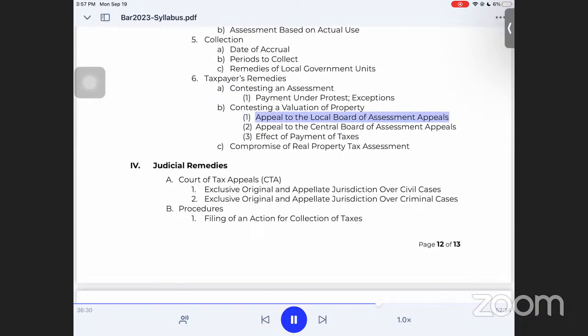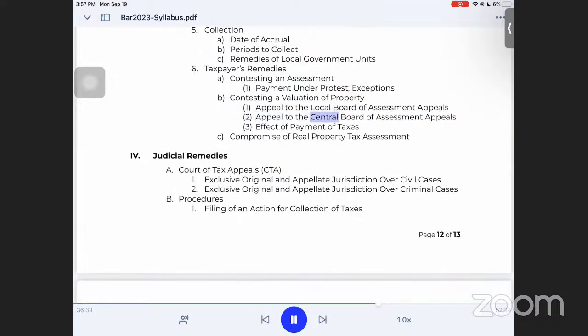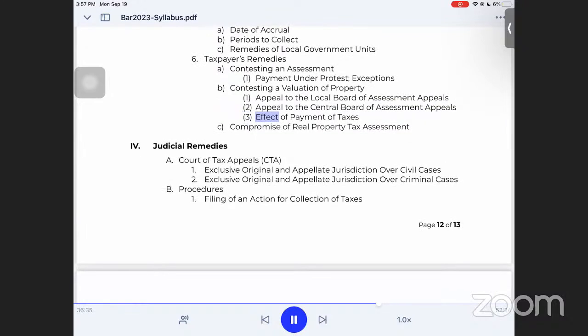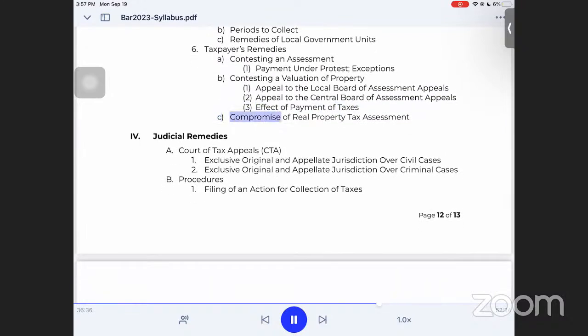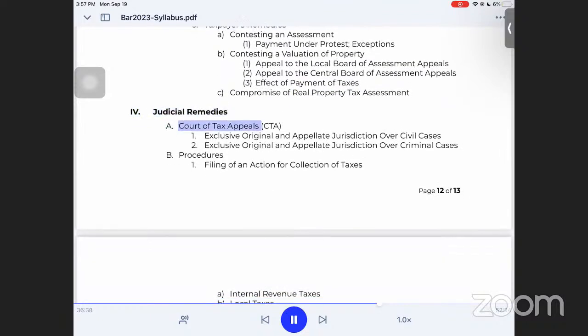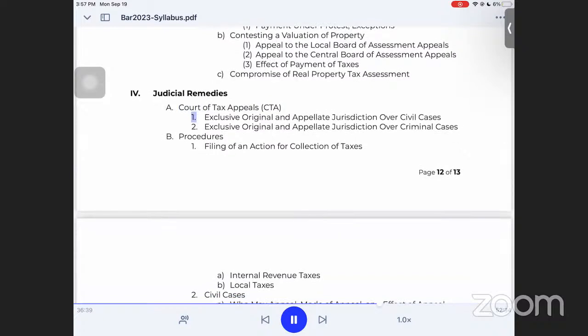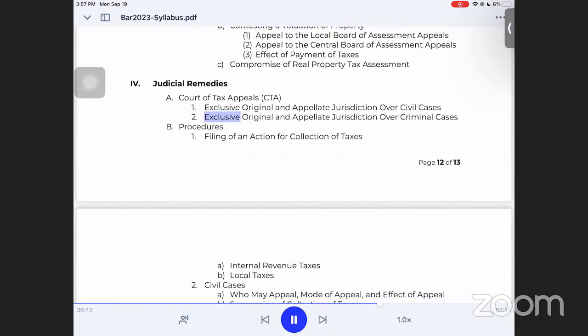1. Appeal to the Local Board of Assessment Appeals. 2. Appeal to the Central Board of Assessment Appeals. 3. Effect of payment of taxes. C. Compromise of real property tax assessment. 4. Judicial remedies. A. Court of Tax Appeals, CTA. 1. Exclusive original and appellate jurisdiction over civil cases. 2. Exclusive original and appellate jurisdiction over criminal cases.